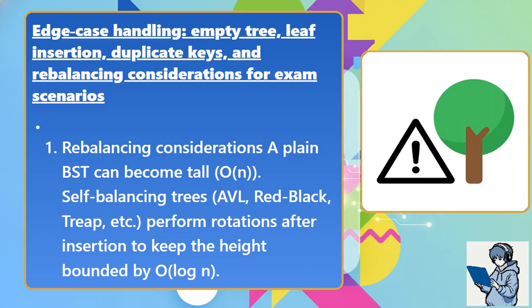When to rebalance: after an insertion, walk back up the path to the root checking a balance condition. For example, height difference less than or equal to 1 for an AVL tree. If violated, apply a single or double rotation. Impact on exam: if the question mentions BST only, you may ignore balancing. If it says an AVL tree or maintain O(log n) height, you must discuss rotations.